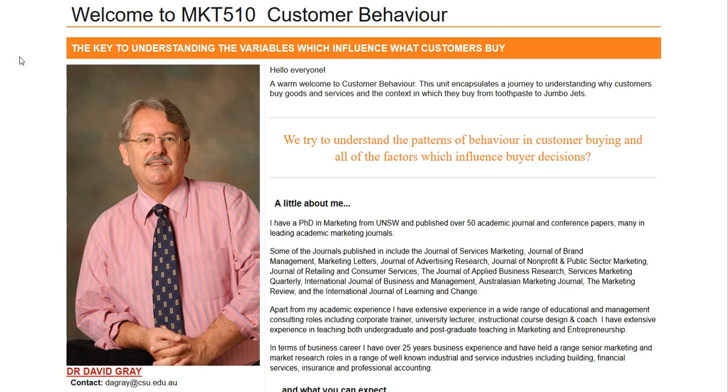Just a couple of things. Initially, just about myself. I'm an adjunct associate professor with Charles Sturt. A little bit about background. I've got a PhD in marketing from the University of New South Wales and published over 50 academic articles and conference papers. Many of those journal articles are in leading international journals. And I've been working in academia now for about 15 years. Prior to academia, I ran my own management training business and had a number of senior marketing roles in industry.